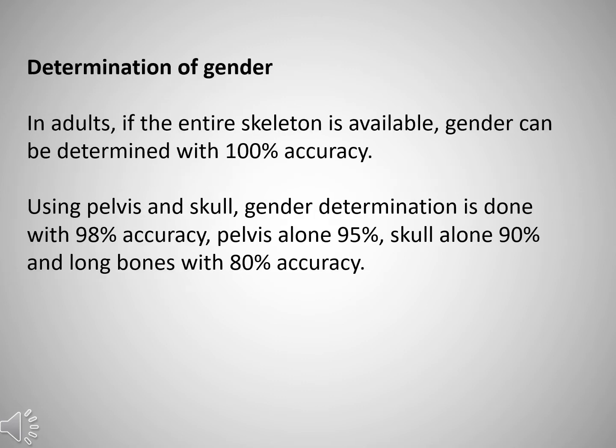Determination of gender in adults. If the entire skeleton is available, gender can be determined with 100% accuracy. Using pelvis and skull, gender determination is done with 98% accuracy. Pelvis alone, 95%. Skull alone, 90%. And long bones with 80% accuracy.